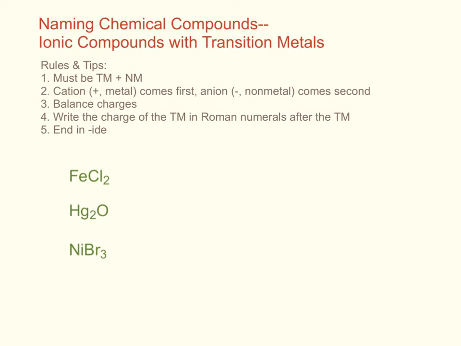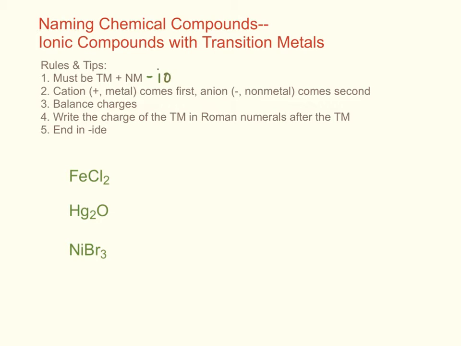Okay, in this video we're continuing with naming chemical compounds, but we're going to focus on naming ionic compounds that involve transition metals. Remember, your first step in naming compounds is to determine what your elements are. Are they metals, nonmetals, transition metals, or polyatomics? So if you have something with a transition metal and a nonmetal, you're going to have to follow the rules of transition metals. But this is just like our other ionic compounds.